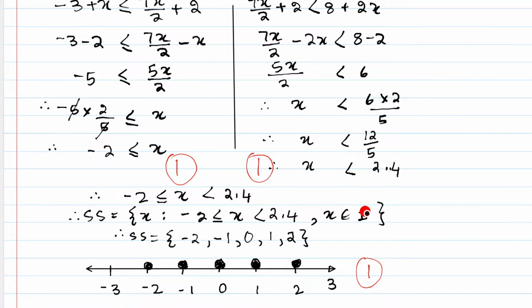Whenever it's an integer, a whole number, or natural number, we must list the elements. So this value to get is 1 mark, this value to get is 1 mark, and to write the solution set and represent it on the number line is 1 mark. That's how we get our 3 marks.